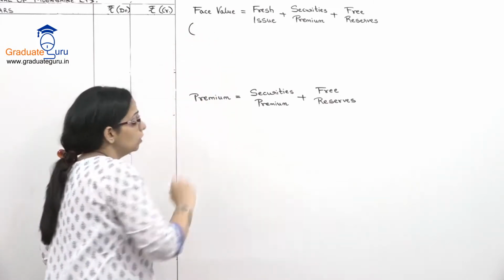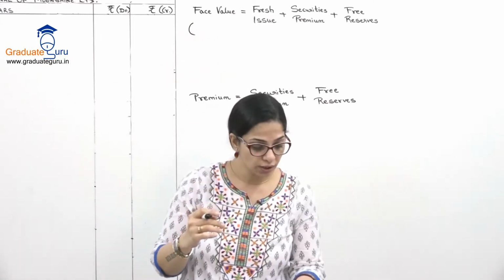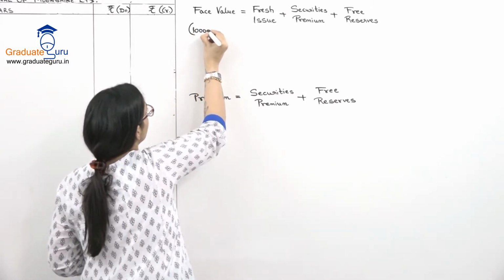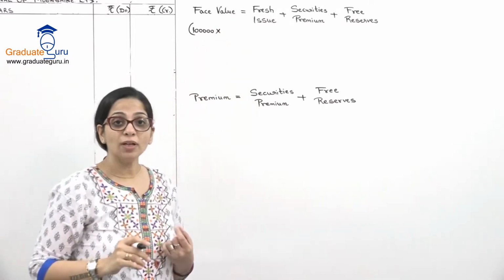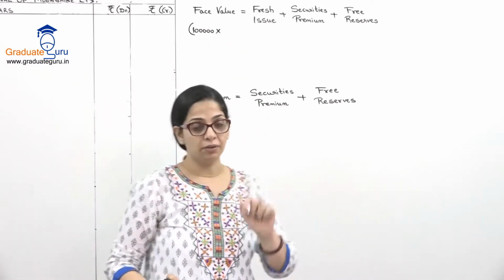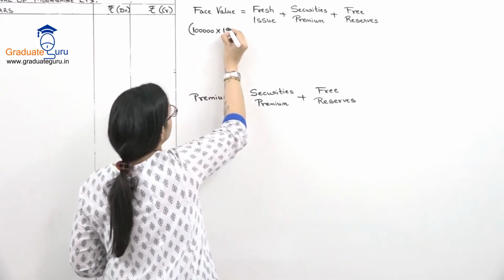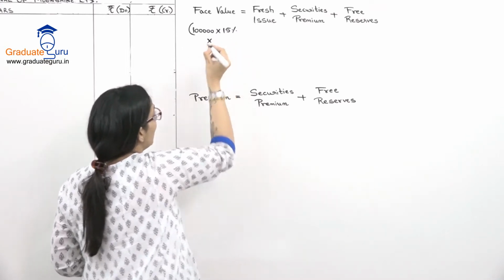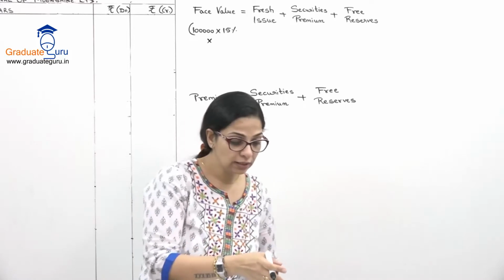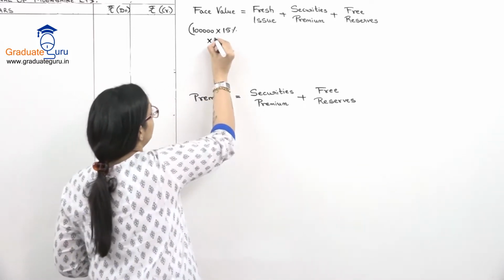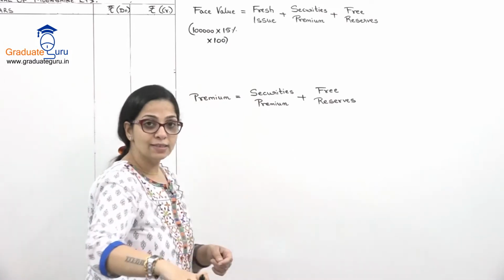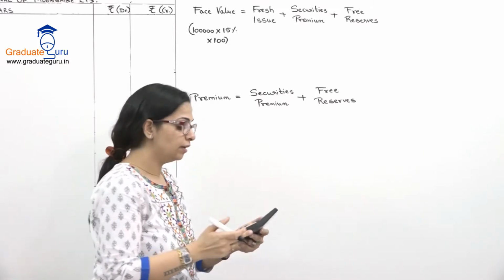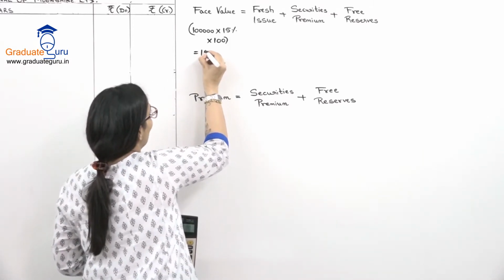For face value, what are the number of shares in my balance sheet? 1 lakh equity shares. So I'll start with 1 lakh. What have they told us? How much we are buying back? 15%. So I will multiply it with 15%. This is the number of shares. This is the percentage given to us. And what is the face value per share in the balance sheet? 100. So into 100. Let's calculate that. 1 lakh into 15% into 100, I get 15 lakhs.